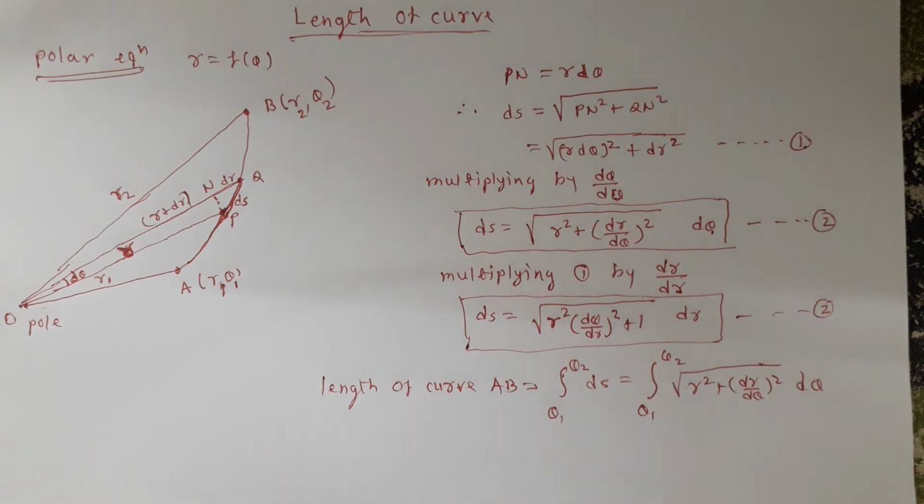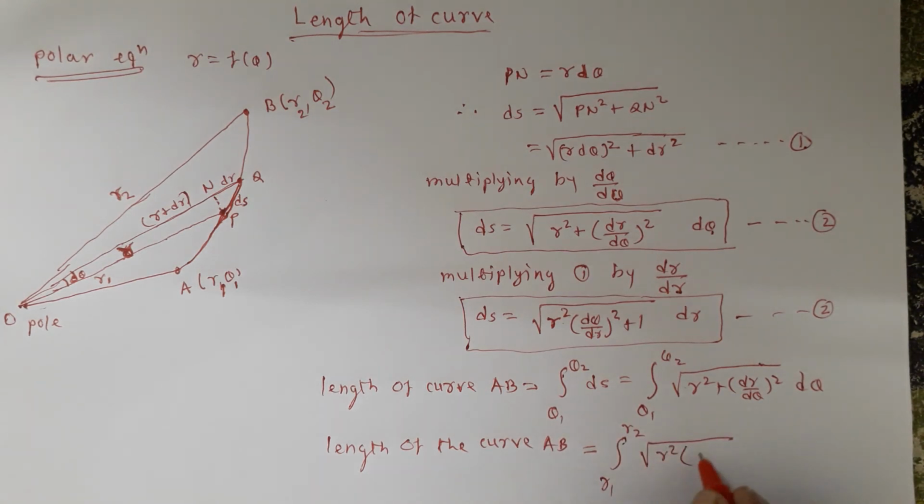So this is the length of the curve. Now also, the length of the curve AB is equal to, when I go with the limits for r, integration r1 to r2 root of r square into (d theta by dr) square plus 1 into dr. So this is the first formula, this is the second formula, which can be used to get the length of the curve. So this is how we can get the length of the curve when its equation is in Cartesian form.